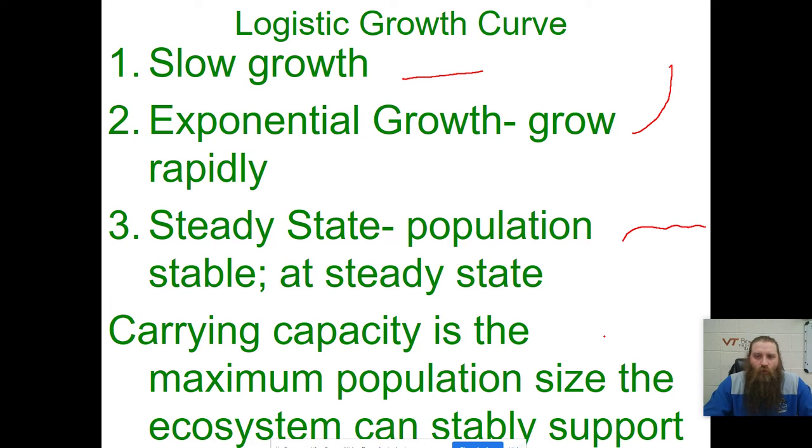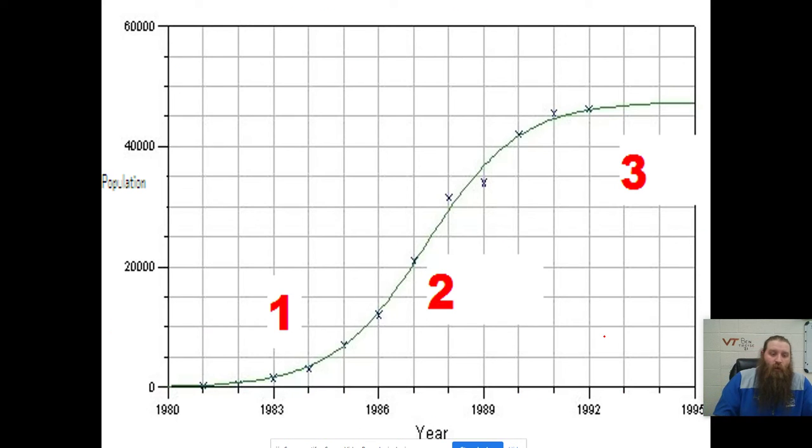So let's look at one of these curves. Here we can see we have slow growth, right? There's our slow growth region where there's a relatively few members of the population and they're having kids, right? They're growing, the population is growing, or maybe more organisms are moving into that area than are moving out. Either way, the population is steadily increasing, but not very rapidly.